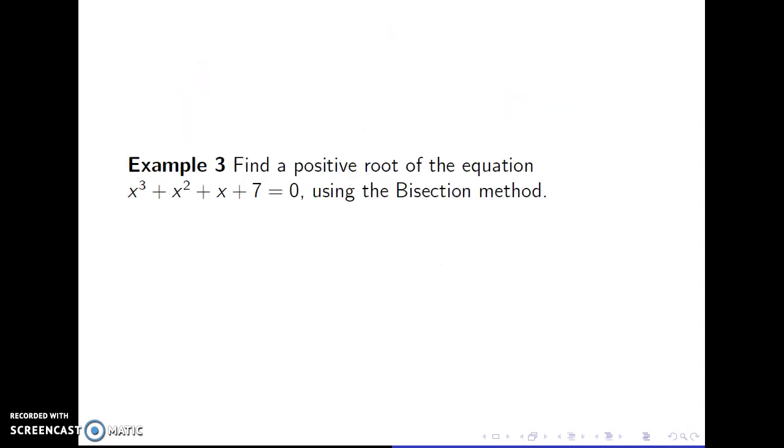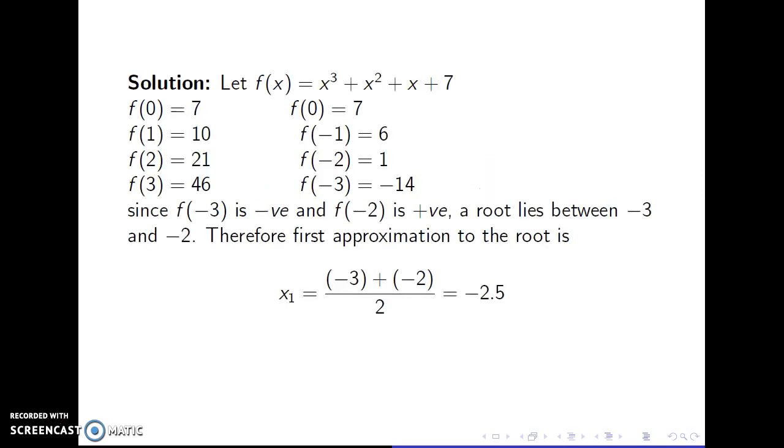Next problem, find a positive root of the equation x cube plus x square plus x plus 7 equal to 0 using the bisection method. Intentionally we have taken this problem. Now substitute initially 0, 1, 2, 3. We got 7, 10, 21, 46. So this is an increasing function, so we will not get an opposite sign. In that case, we will consider negative values.